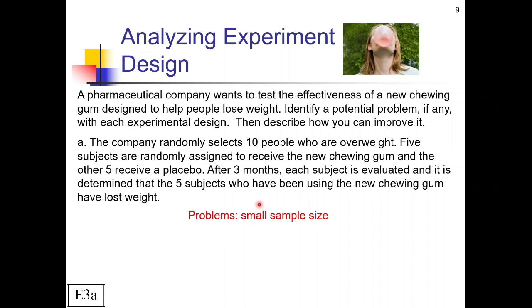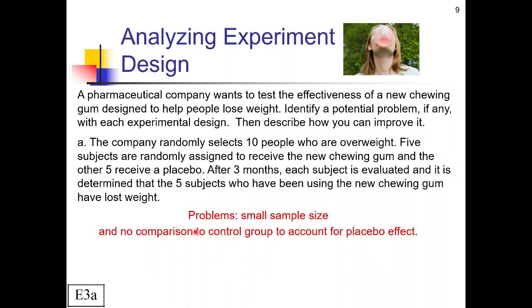There was another issue as well, though it's a little tougher to pick up on. They said after 3 months, each subject is evaluated, and it's determined that the 5 subjects who have been using the new chewing gum have lost weight. Well, that's great, but what about the 5 subjects who did not use the new chewing gum? What happened to them? It's kind of hard to tell by the wording of this, but it looks like we didn't even look at them, and that's a problem.